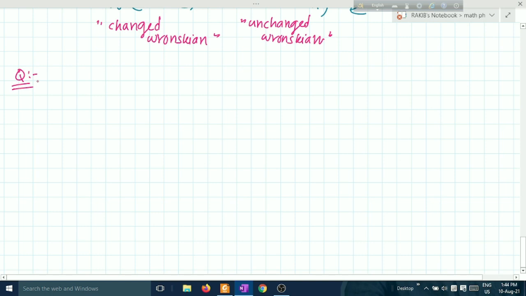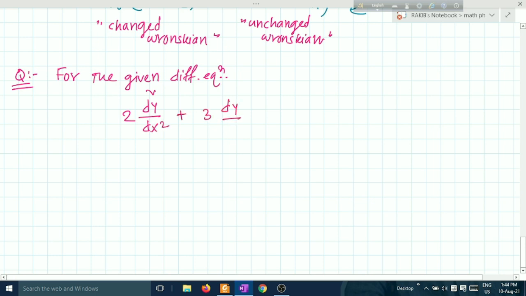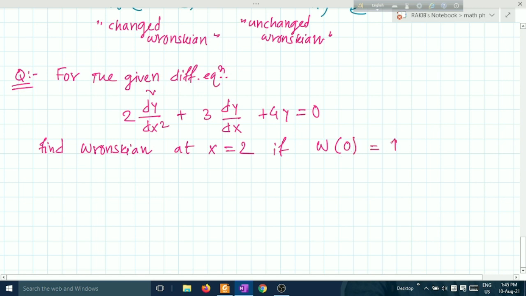The question is given as: for the given differential equation, the equation is 2 d2y/dx2 + 3 dy/dx + 4y = 0. Find the Wronskian at x equals 2 if the Wronskian at x equals 0 is 1.